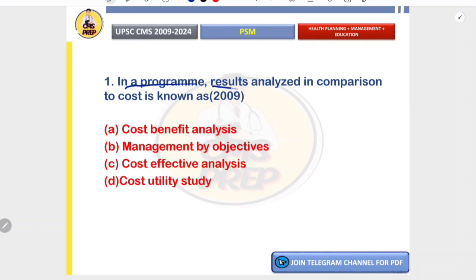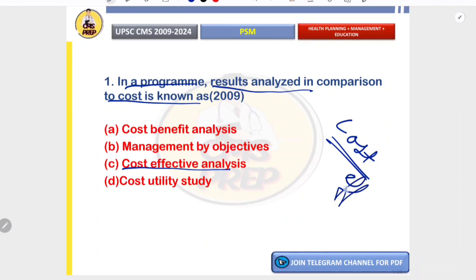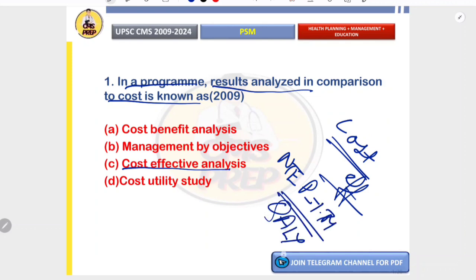In a program, result analyzed in comparison to cost is known as. So the correct answer is cost effective analysis. Why? Cost effective analysis compares the cost of different interventions with their effectiveness, that is the result or health outcome. For example, in NTEP, it saved 1.7 million people and it is determined with the help of QALY, that is quality adjusted life years. So this is the correct one.